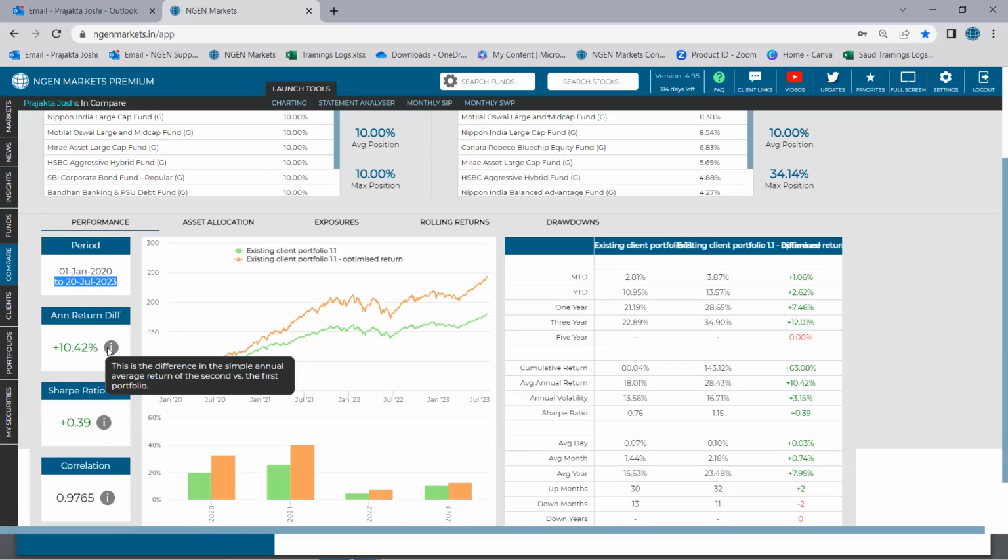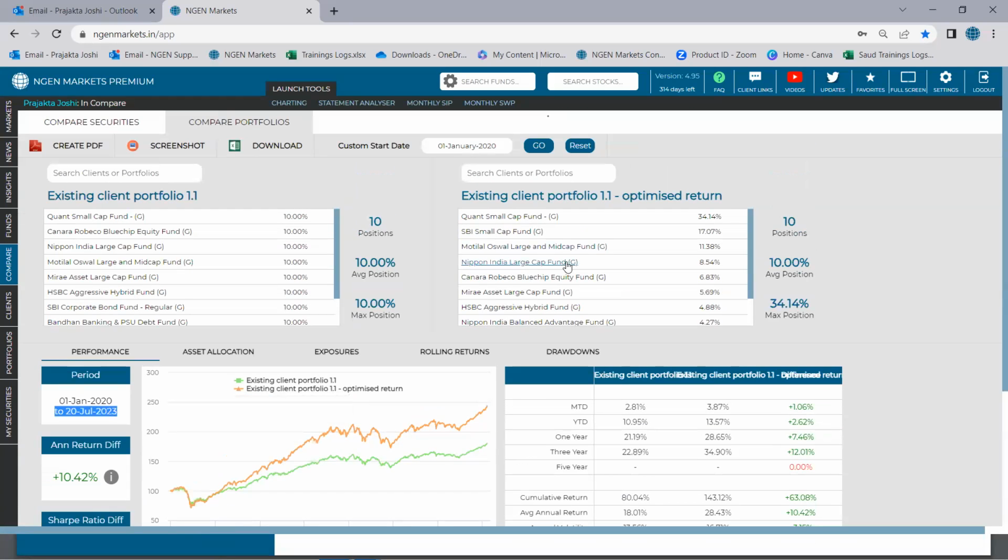Okay, and when we hover on this icon, what we actually see is that this is the difference of simple annual average returns of the second portfolio versus the first portfolio. And therefore, that's the reason I said that the non-optimized portfolio is the one that you should load on the left hand side, and the optimized portfolio, or in case of a model portfolio, you should always load the model portfolio on the right hand side.